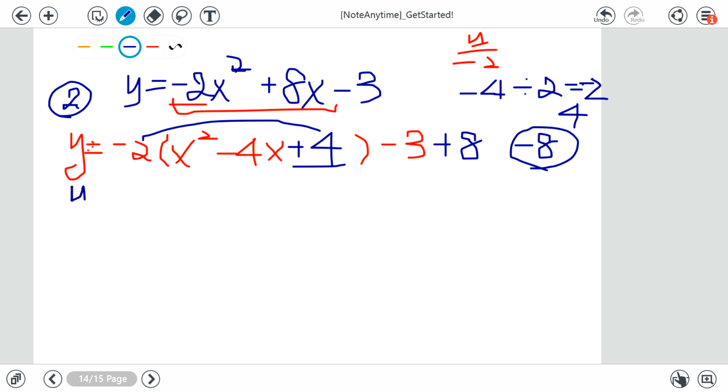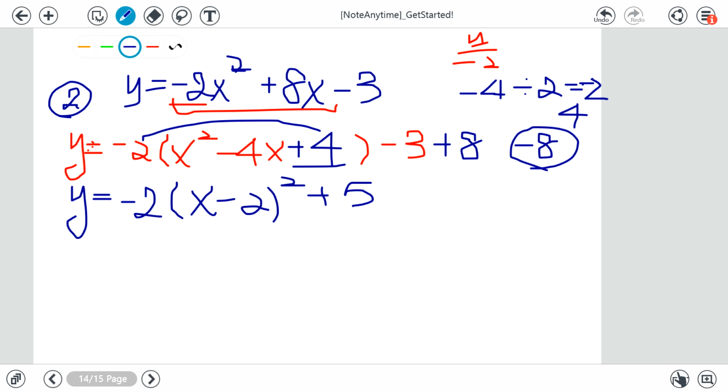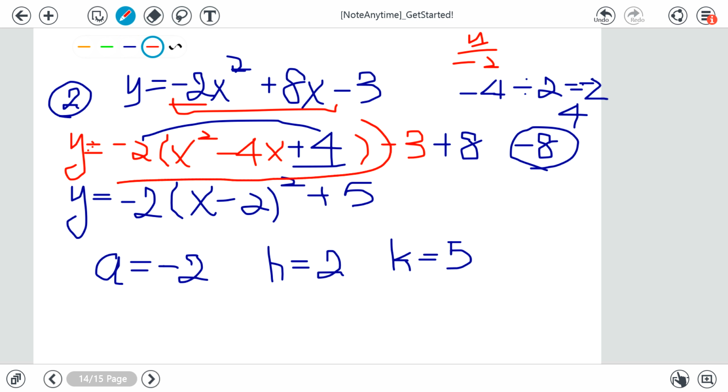Not bad. So let's go ahead and put this in perfect square form. So y equals negative 2 times (x minus 2) squared plus 5. So in this case, my a would be negative 2, h would be 2, and k would be 5. The only thing that you really have to be careful about is this part right here that I'm circling in green. When you factor out negative 2, you need to make sure that it's going to be there.